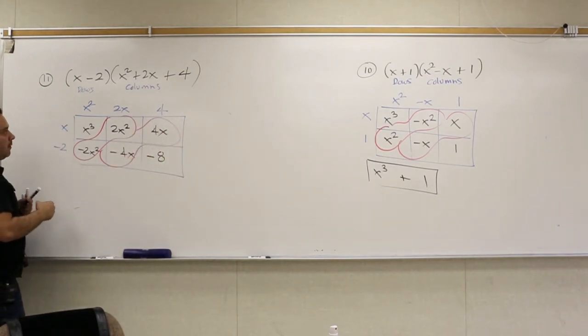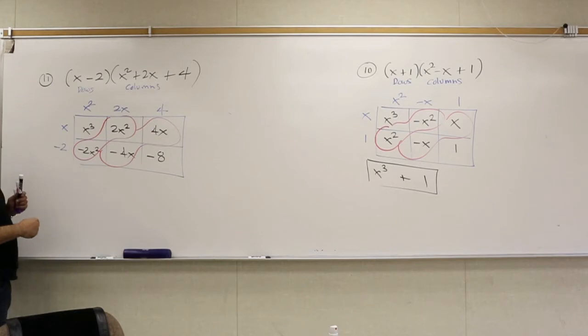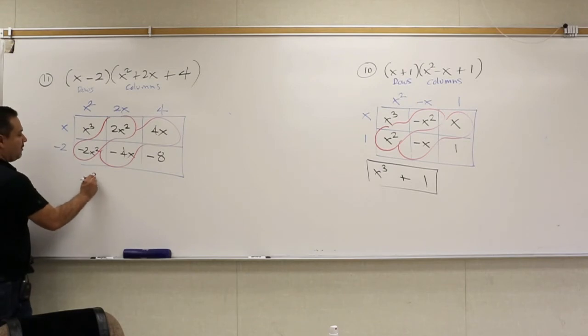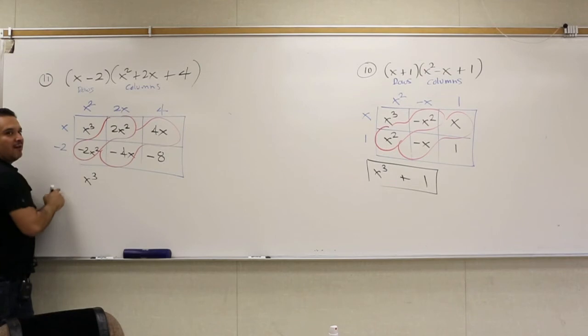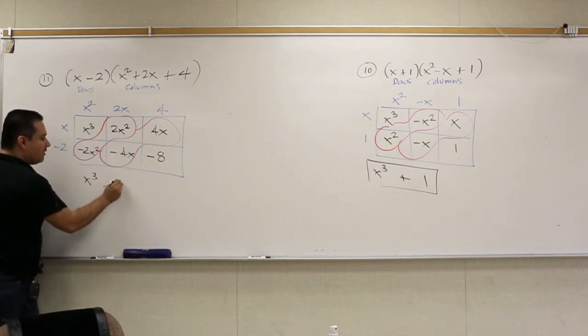You wrote x plus 2, not x minus 2. I know. We just changed it. So we get x cubed. Notice this. What happens with my apples? They're gone. What happens with my bananas? They're gone.